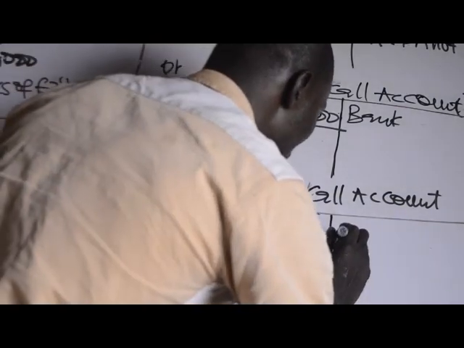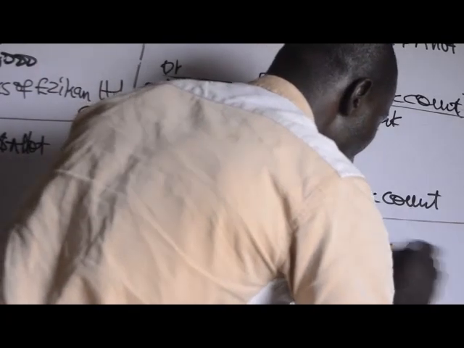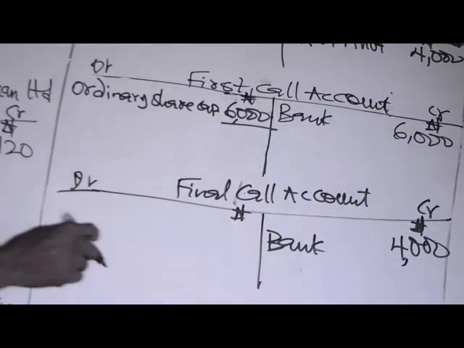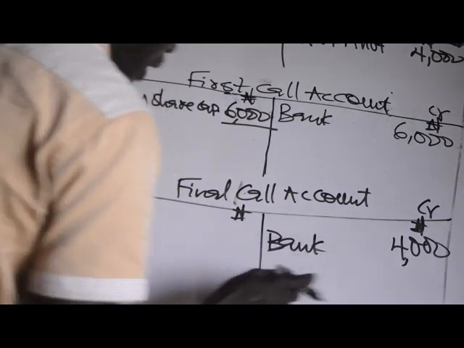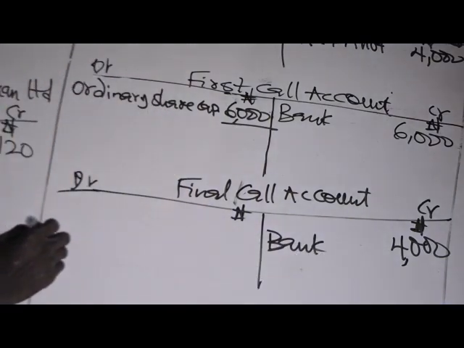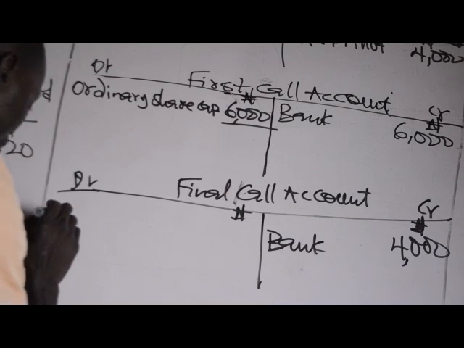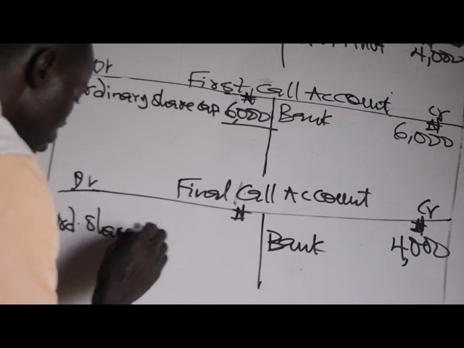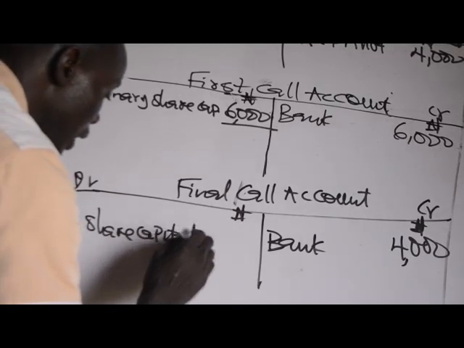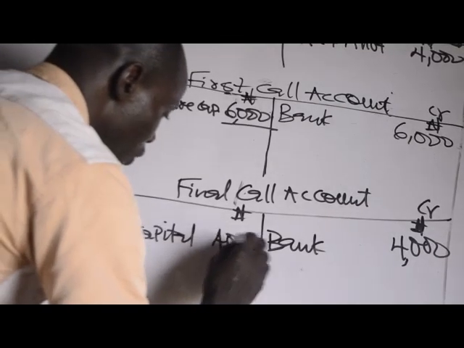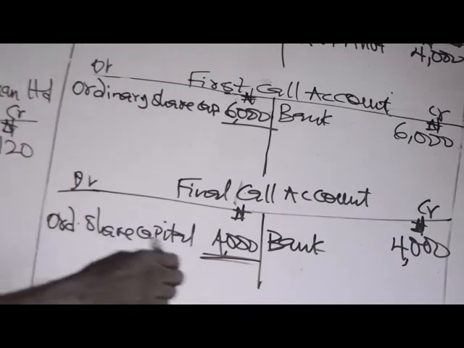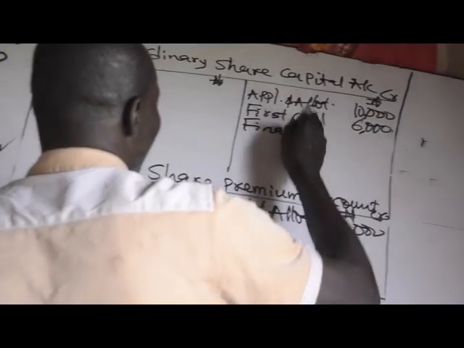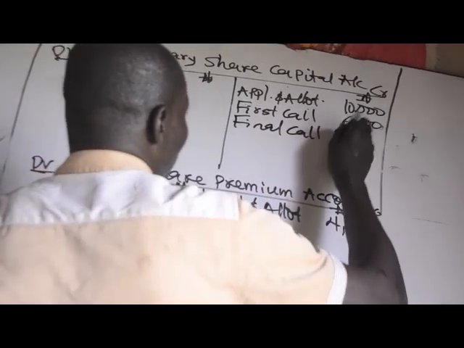So with the amount involved, which is 4,000, you also transfer the call value to share capital. So you debit final call account and you credit ordinary share capital account with the sum of 4,000. Credit ordinary share capital account, final call, 4,000.